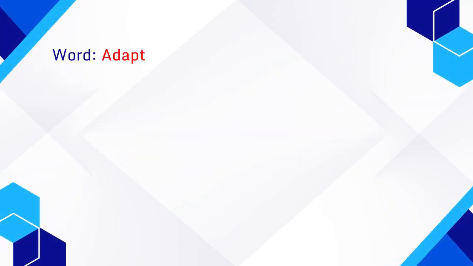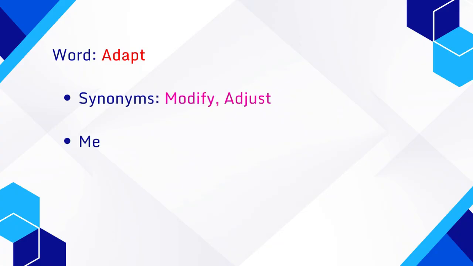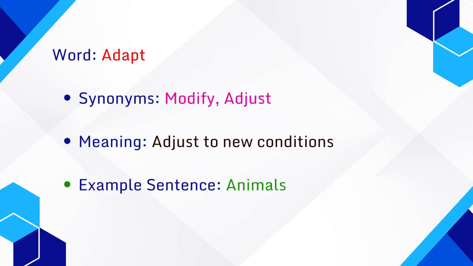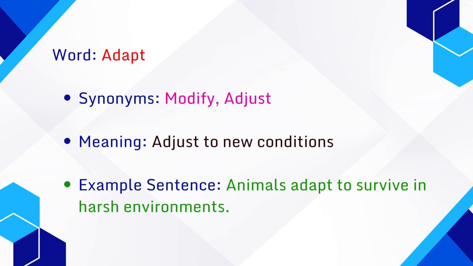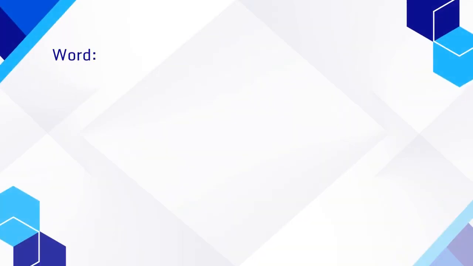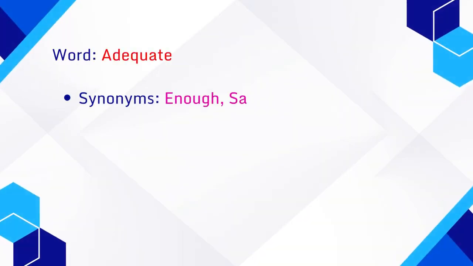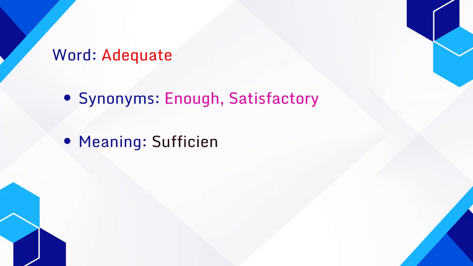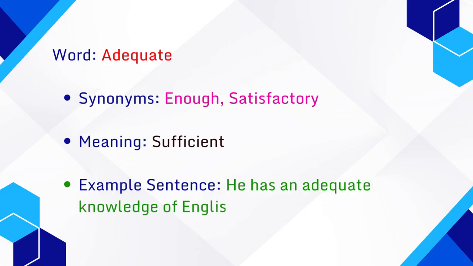Adapt. Synonyms: modify, adjust, meaning to adjust to new conditions. Example: animals adapt to survive in harsh environments. Adequate. Synonyms: enough, satisfactory, meaning sufficient. Example: he has an adequate knowledge of English.